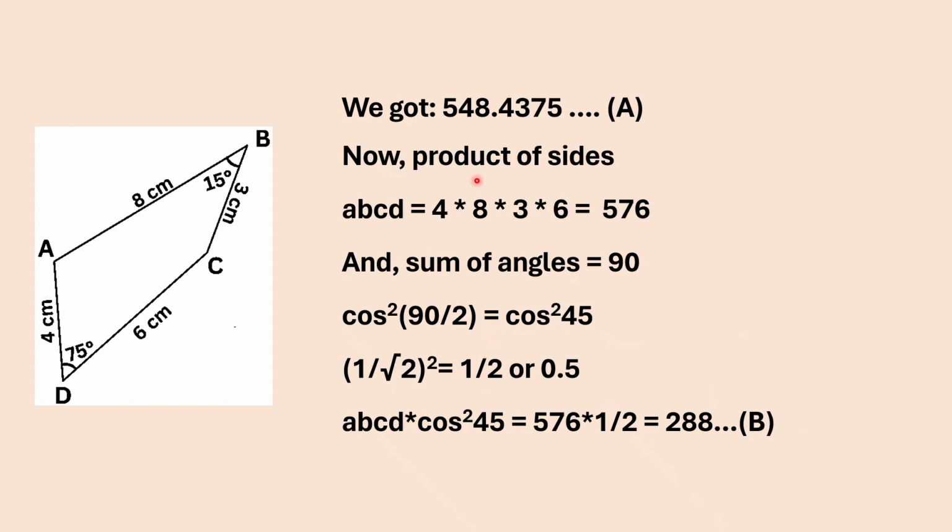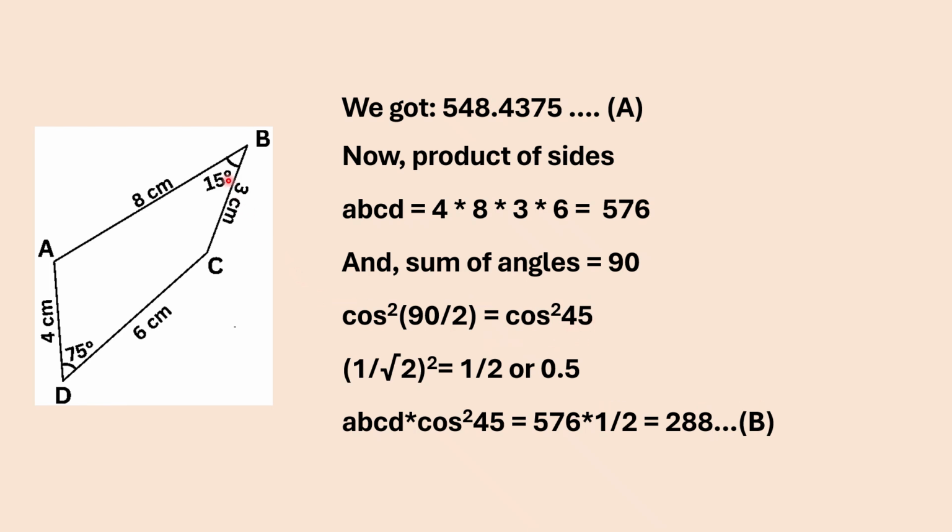Now, product of sides. Multiply the lengths of all four sides. The product of sides A into B into C into D, that is 4 into 8 into 3 into 6, is 576. Now the sum of angles, 15 and 75. 15 plus 75 is 90.